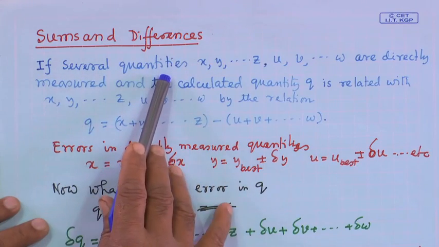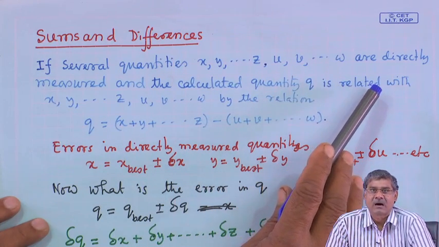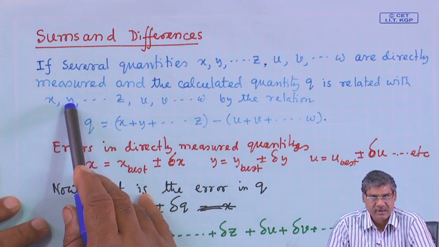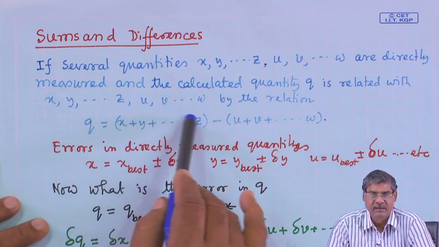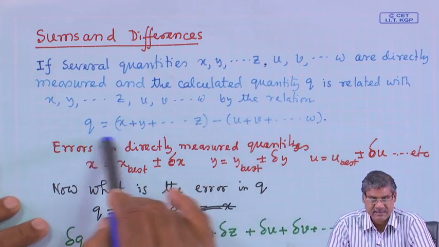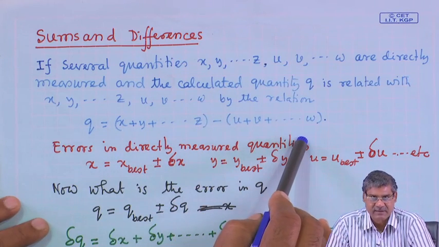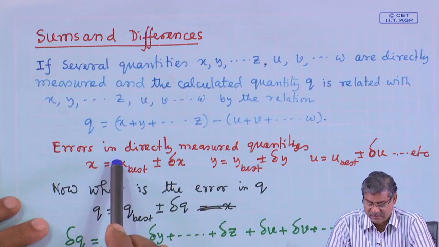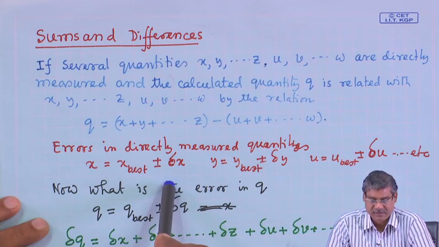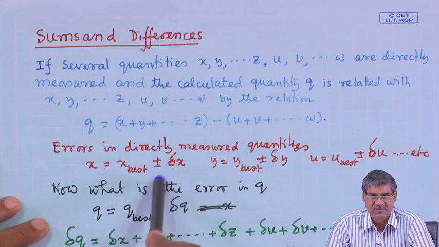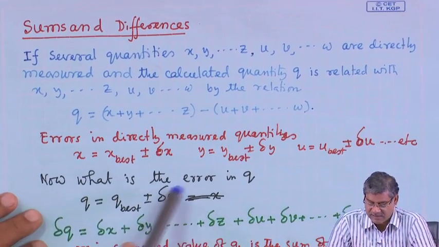If several quantities x, y, etcetera, z, u, v, etcetera, w are directly measured, and the calculated quantity q is related to these x, y, z, u, v, w like this, with both summation and difference, then the error in the directly measured quantities we know from the measurement and least count of the instrument: x plus minus delta x, etcetera. Now, what is the error in Q?